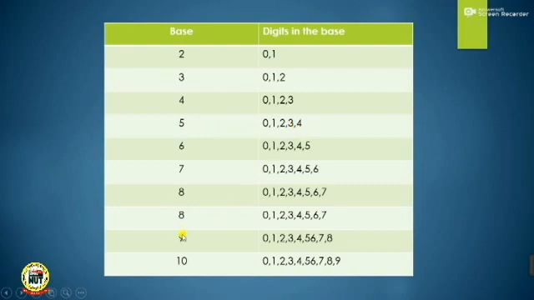Then let's look at base 9. You're going to say 9 minus 1, which will give us what? 8. So it means that 8 is going to be the highest digit in base 9. So we're having 0, 1, 2, 3, 4, 5, 6, 7, and 8. So in a nutshell, whatever base you are counting, simply say that base minus 1, and that will give you the highest digit in that base.